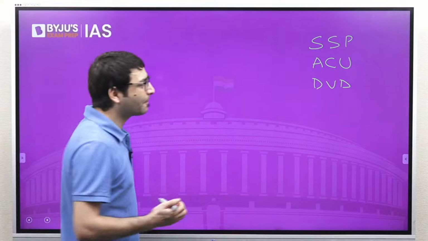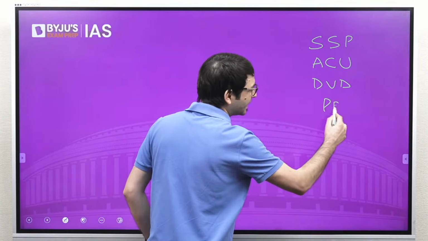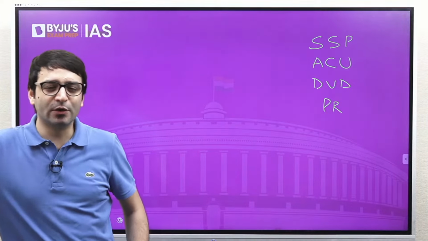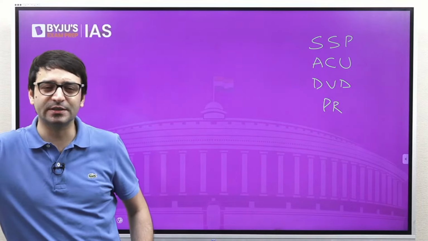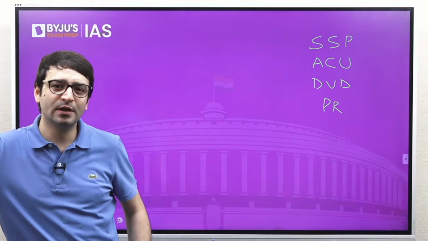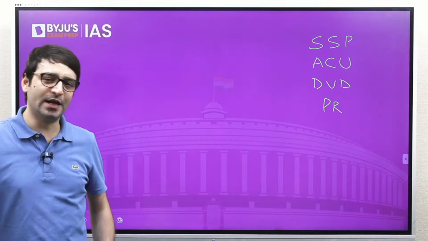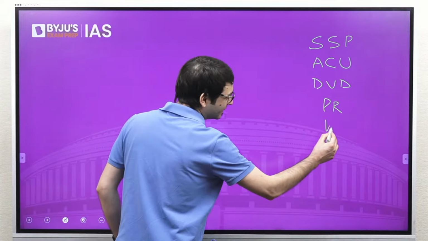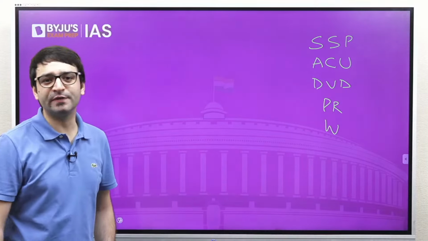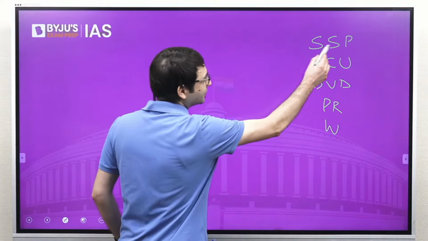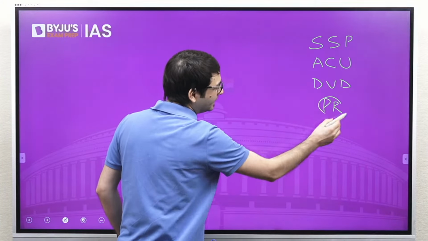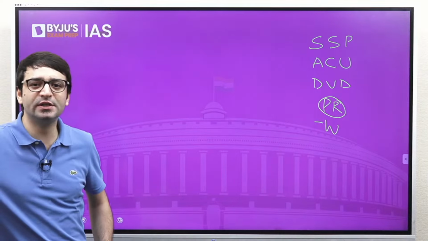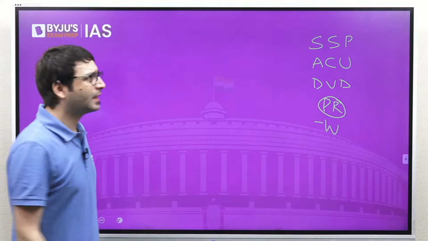Ultimately, what will you do? You will start a PR exercise, public relations exercise. Basically, call your friends in media, journalists, that please don't publish this news, don't broadcast this news. The nation doesn't want to know that I'm being arrested. And ultimately, this PR exercise will lead to your victory. 3, 6, 9, 10, 11. These are the 11 fundamental duties mentioned in the Constitution.